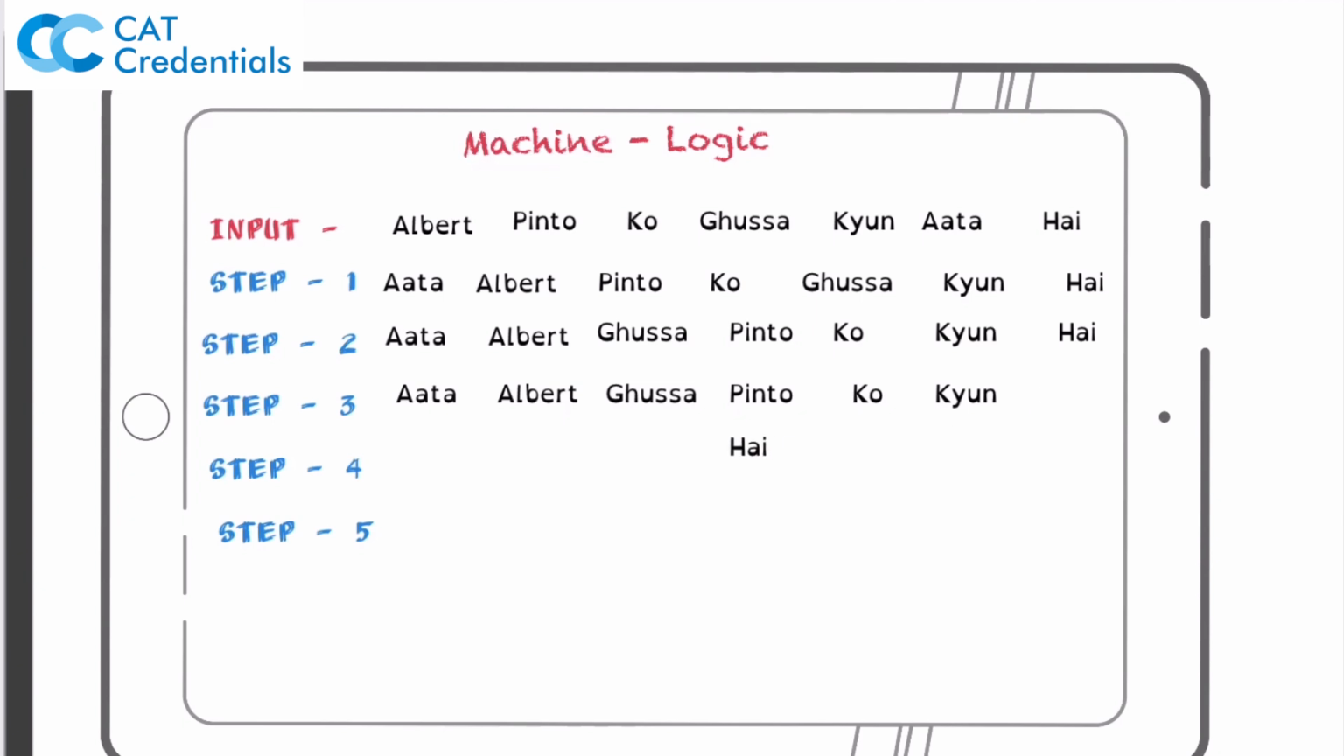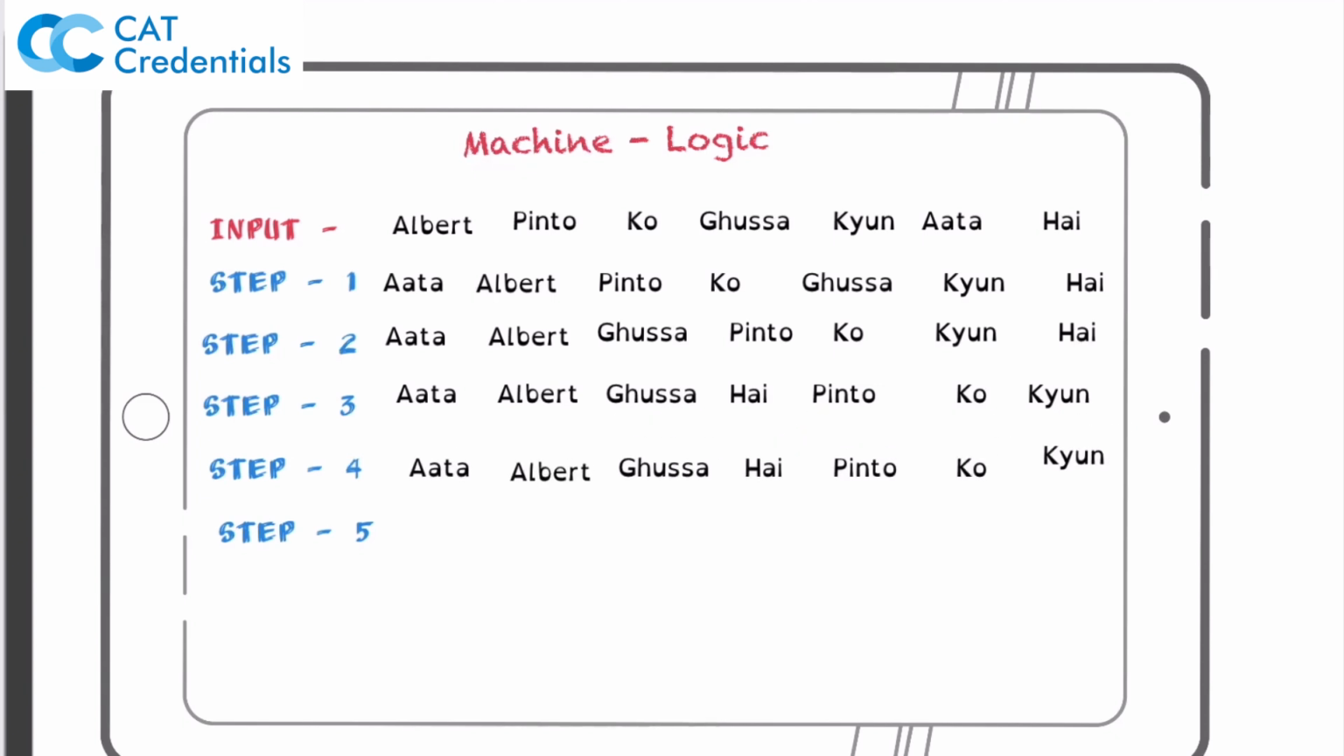Then what is happening in step 3? "Hai" comes. After "gussa", I have "hai". Okay, A-G-H seems to be going alphabetically, right? And that could possibly be the logic of the machine, where the words are arranged alphabetically, and one word is taken at a time and the rest of the words are being pushed. Okay, so that is what is happening in step 3.